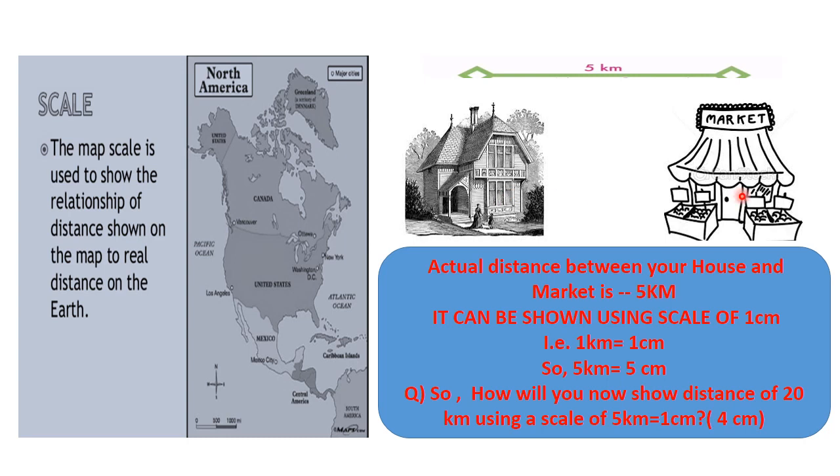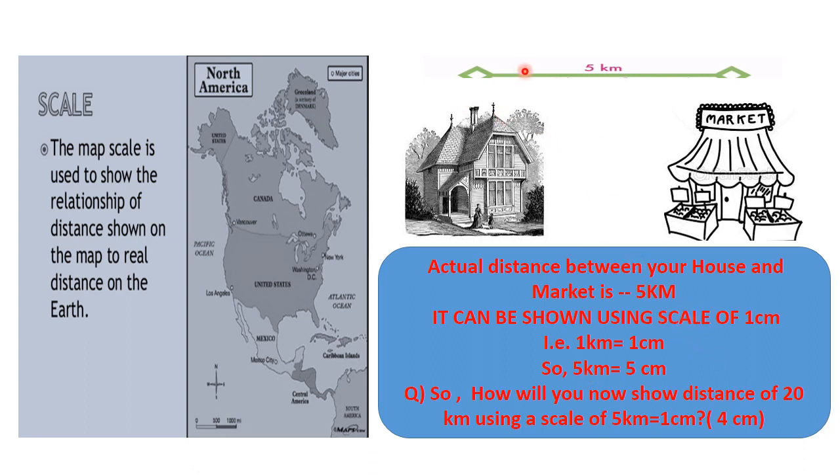Suppose this is your house and this is a favorite marketplace you go to buy your different things. The distance between your house and the market is 5 kilometers. But if I ask you to draw 5 kilometers on a sheet, that means you need a 5 kilometer long sheet. And I'm only talking about two places. Suppose they're big places. So how do we show them? For our convenience, we make use of something called scale.